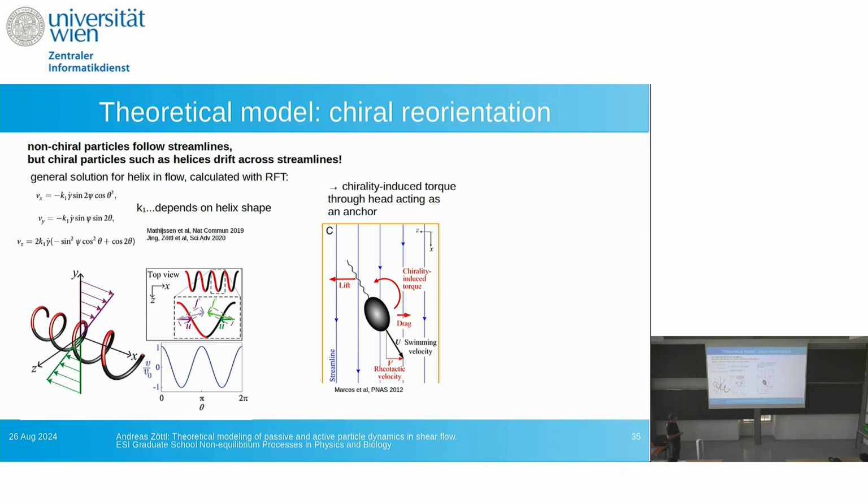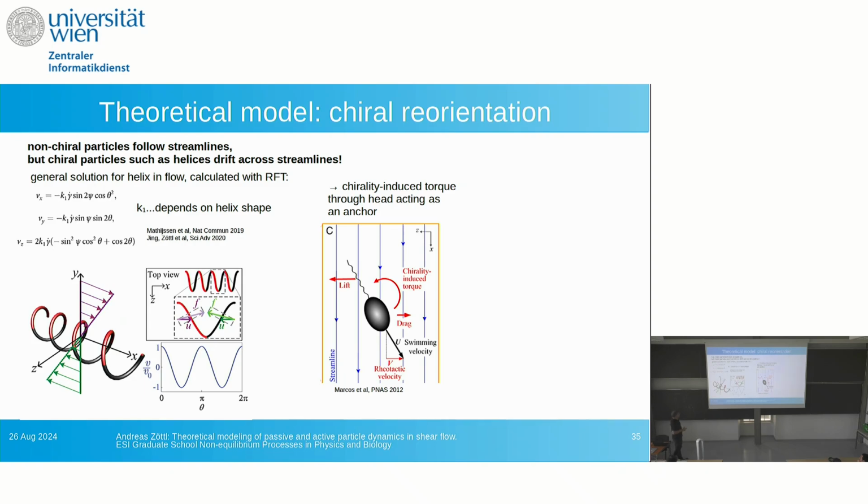Yes, and this was what we did. So we calculated, when you put the helix in shear flow, how it will drift depending on the angles. There is this prefactor gamma dot. So again, this chirality-induced drift also depends on the strength of the shear rate. And then there is another prefactor. Here it is written as K1. And this depends really on the shape of the helix.